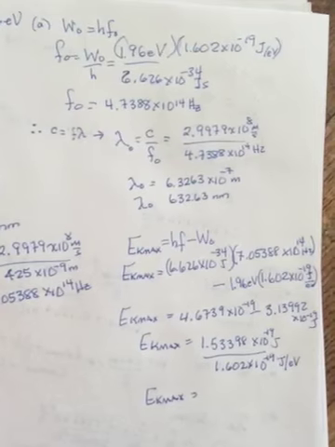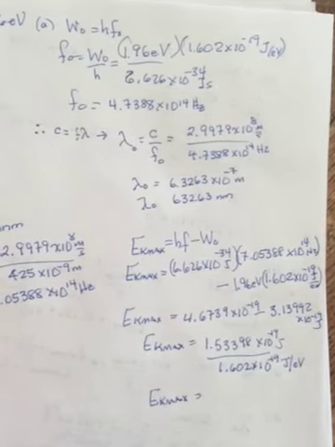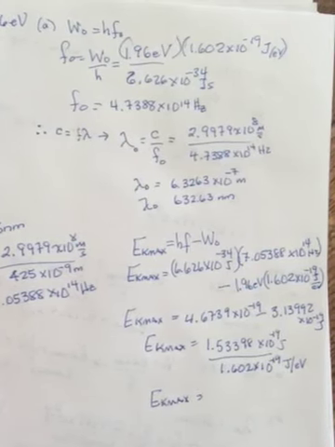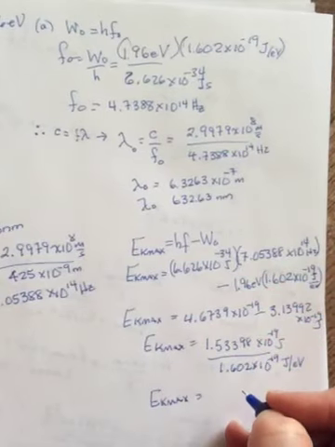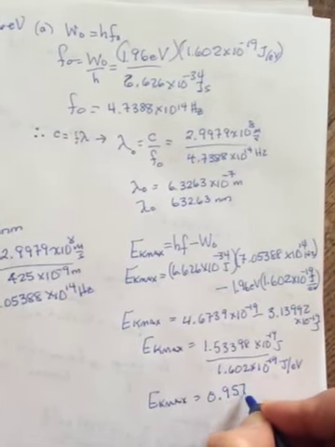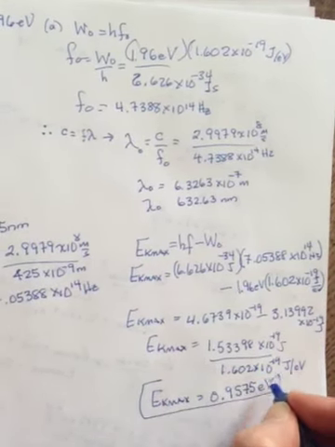And when you do, 1.602, I missed a number there. 0.9575 electron volts is your final answer.